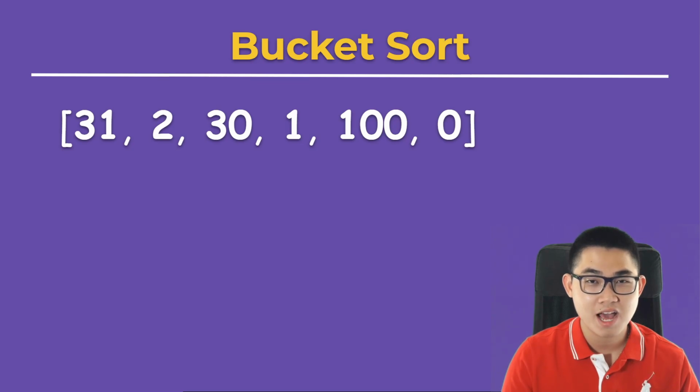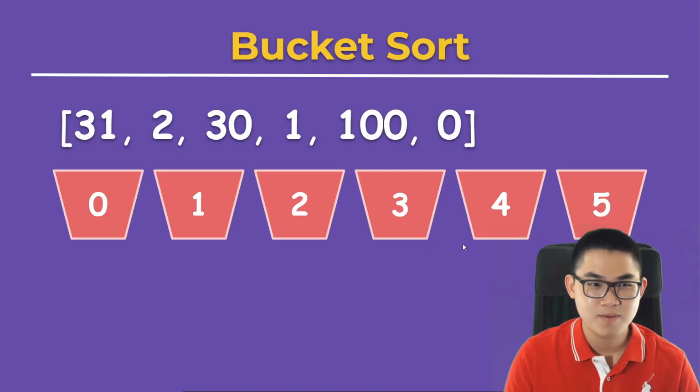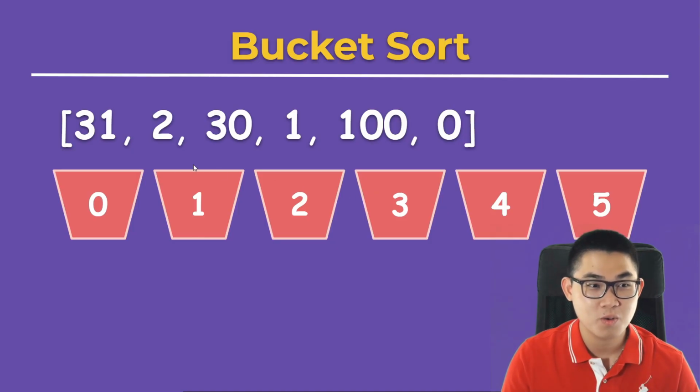In this video, I'm going to show you how to use bucket sort to sort an array of numbers from least to greatest. The first thing we see here is that there are six numbers. We have 31, 2, 30, 1, 100, and 0. So we're going to create six buckets labeled from 0 to 5. Now we just figure out which number goes into which bucket.